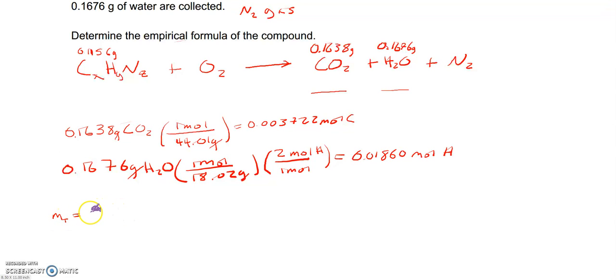So we know that the total mass of this compound is equal to the mass of the carbon plus the mass of the hydrogen plus the mass of the nitrogen. We want to solve for the mass of the nitrogen, so we're just going to get that by itself. So mass nitrogen equals mass total minus mass carbon minus mass hydrogen, which we'll just plug our numbers into.